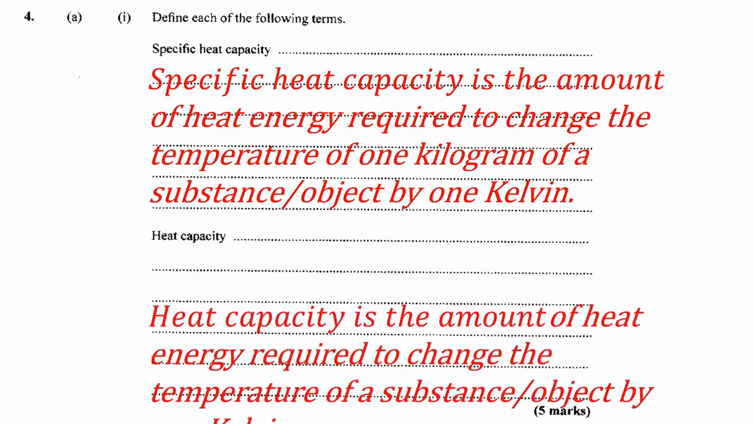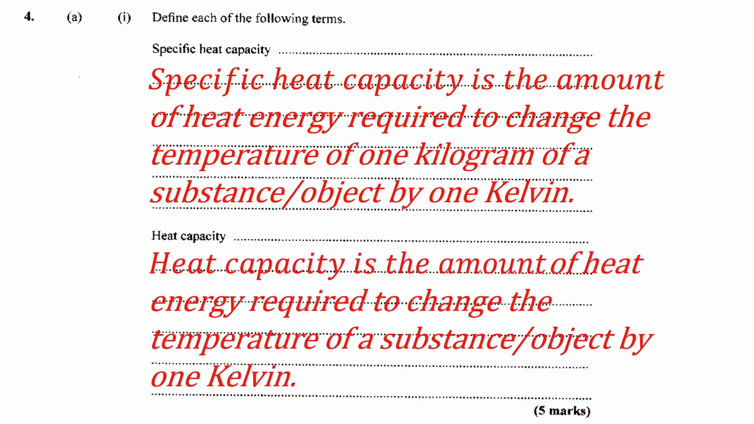For 2 marks, heat capacity is the amount of heat energy required to change the temperature of a substance or object by 1 Kelvin. So specific heat capacity is for every kilogram, meanwhile heat capacity is just for the entire object altogether.